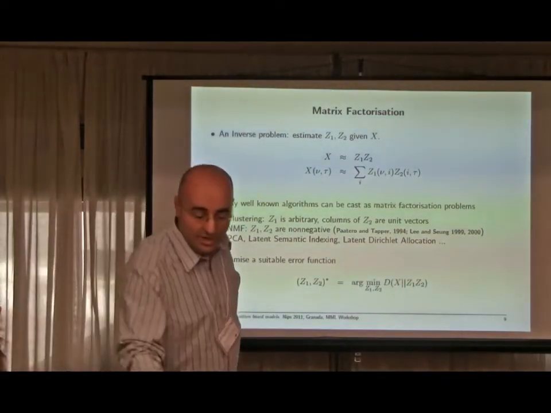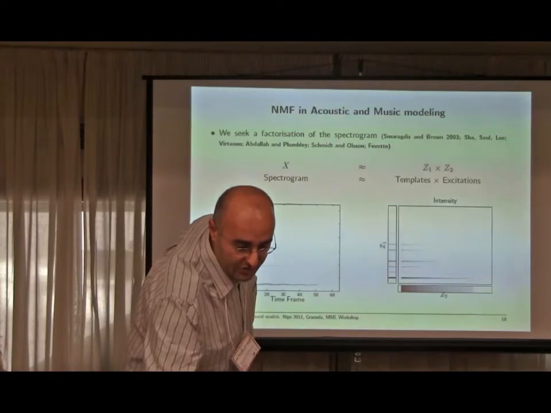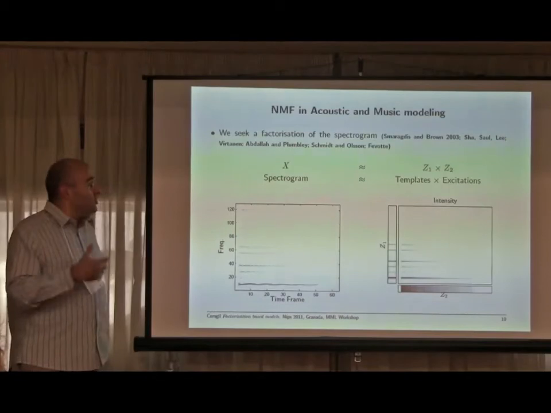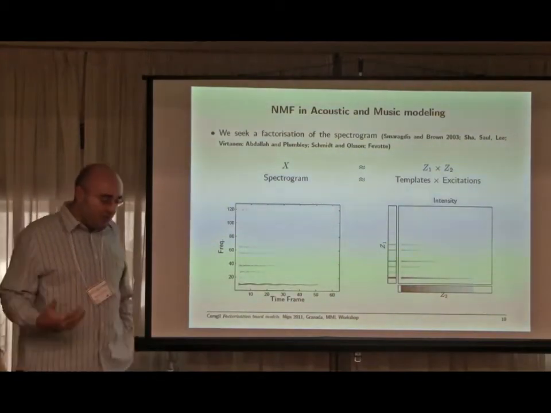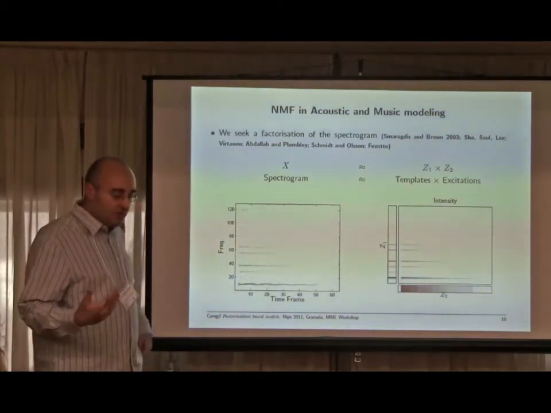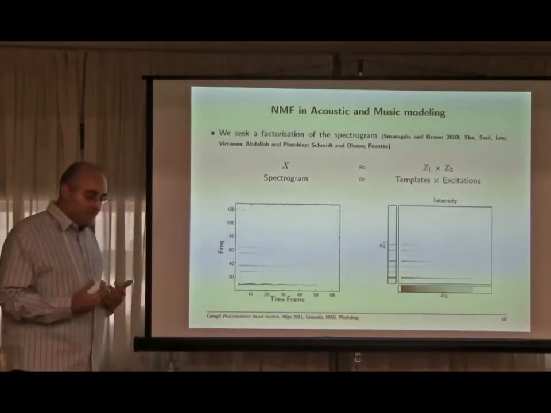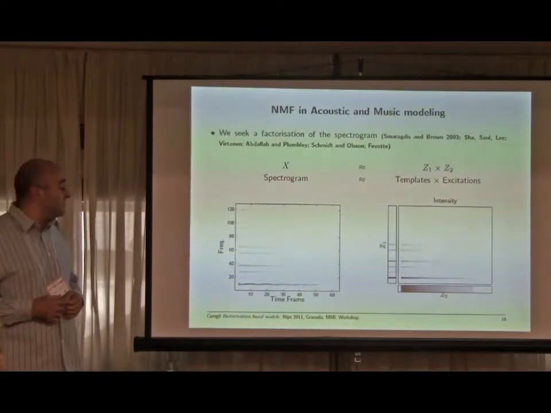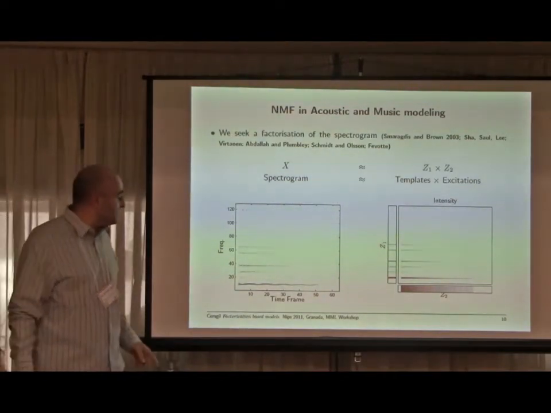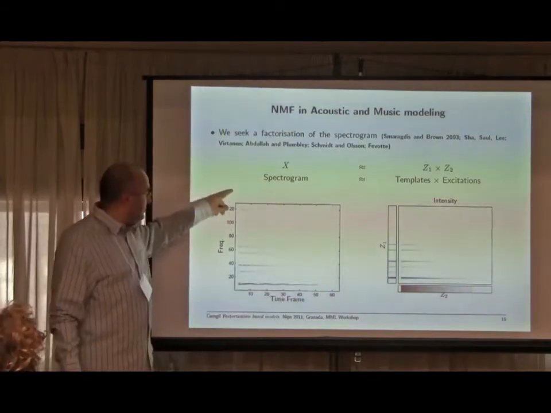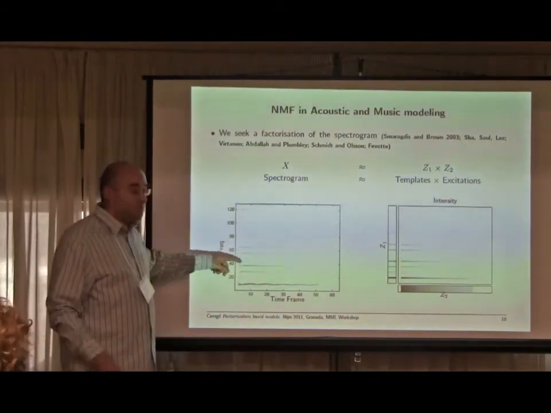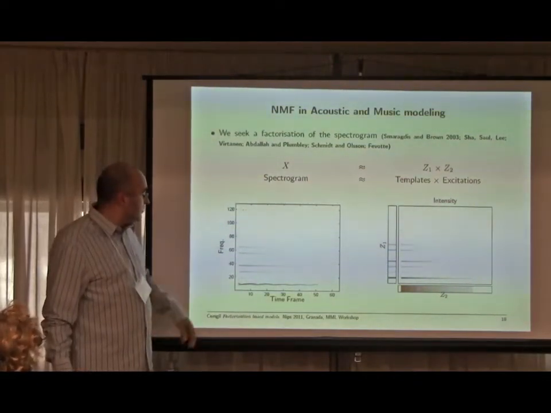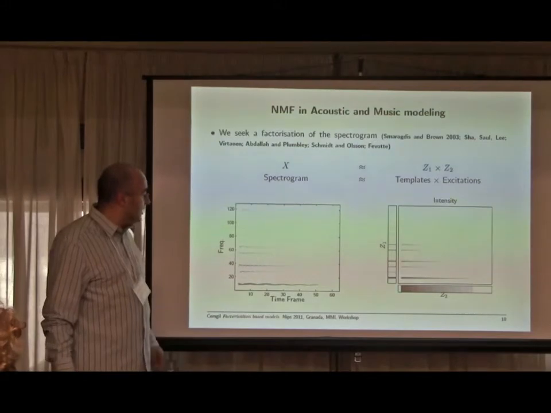Why this is typically a good model for audio comes from a very simple observation. If you consider musical audio, individual instruments typically generate signals that have a periodic structure. Here is an example of a guitar sound. Here is the time and here is the frequency. As you see, you can see the harmonic structure. That is due to the harmonics, which are equally spaced along the frequency axis.